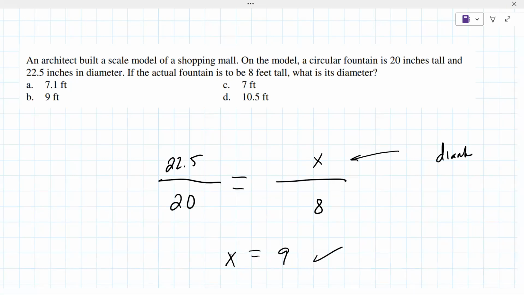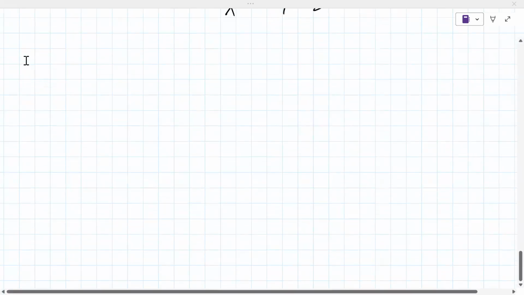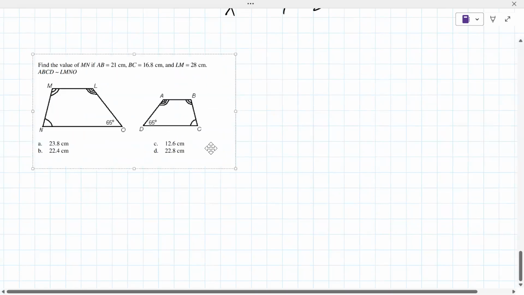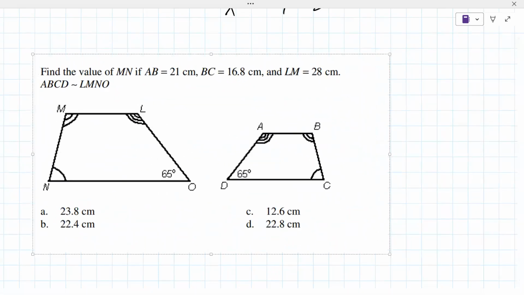All right, so the last of these that we'll do is kind of the same. You got to set it up right. If you set it up wrong, you have no chance. And it's easy to do. It's easy to put the number in the wrong position, the variable in the wrong position. This is from geometry, but this could appear on the test.